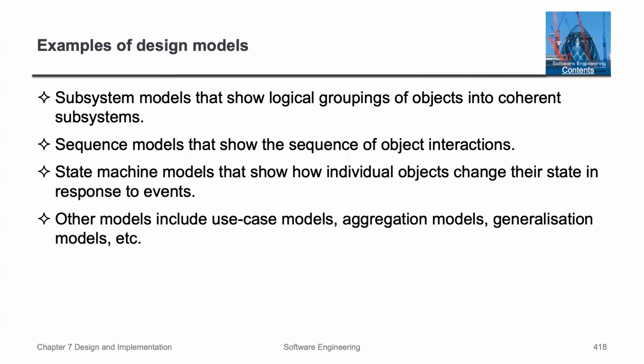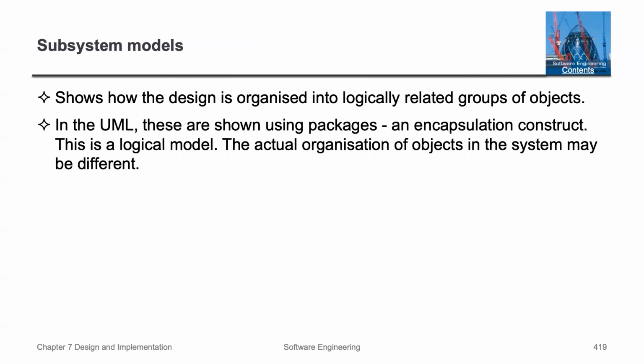So what are some examples of design models? Subsystem models that show logical grouping of objects into coherent subsystems. You can have sequence models that show the sequence of object interactions. You can have state machine models that show how individual objects change their state in response to events. And finally, you can have other models that include use case models, aggregation models, generalization models, etc. So a variety of different ways you can be using design models.